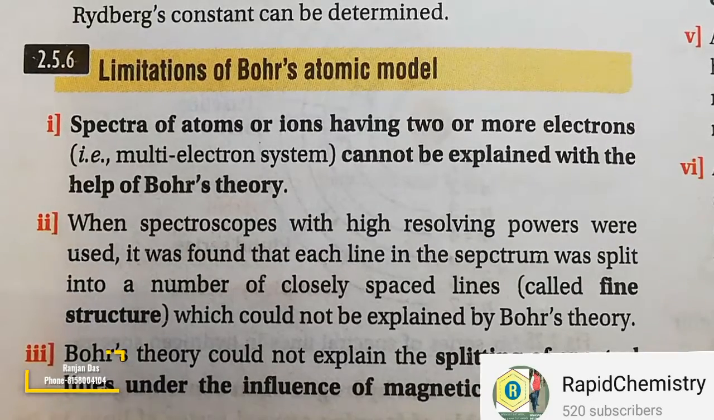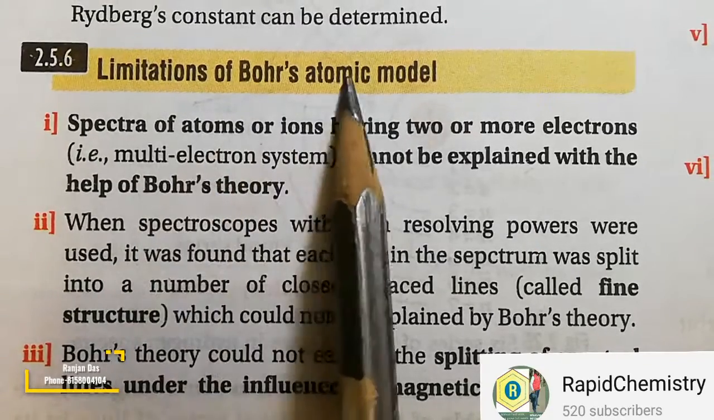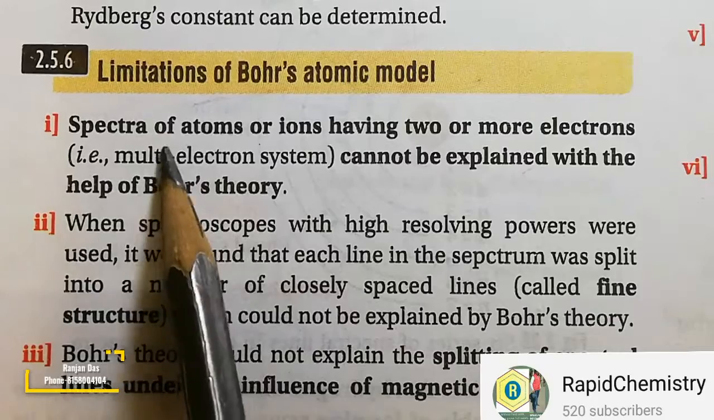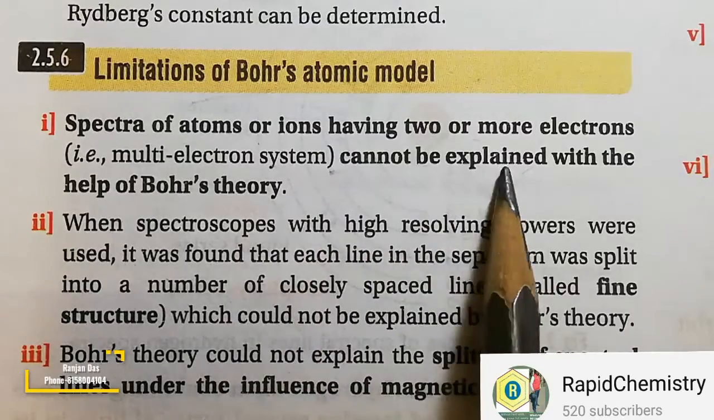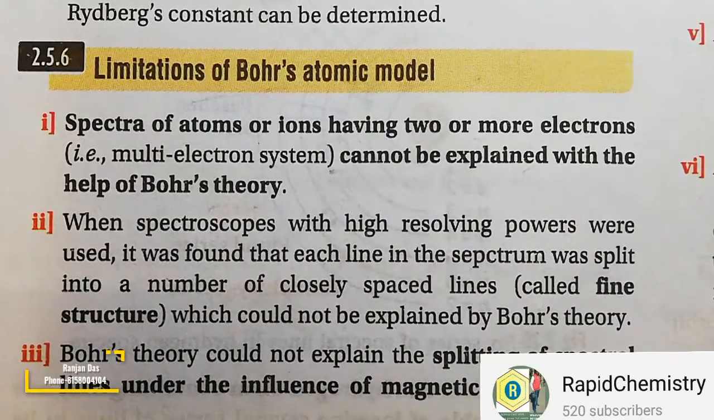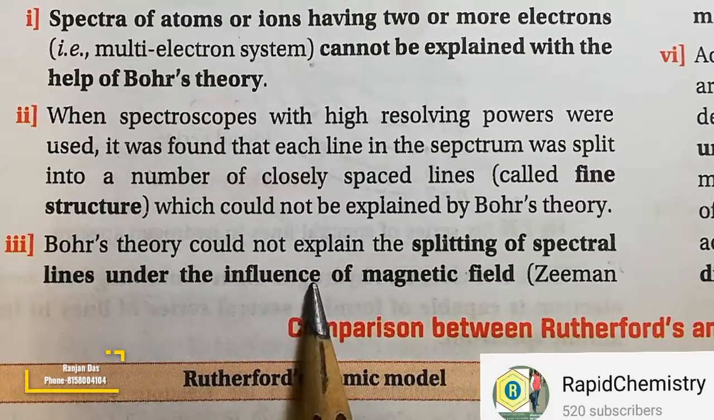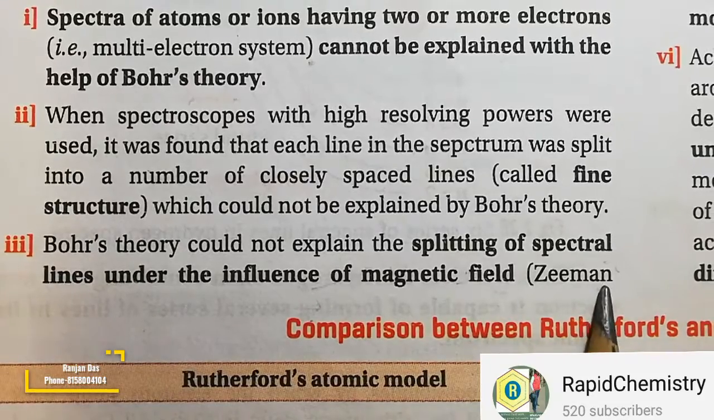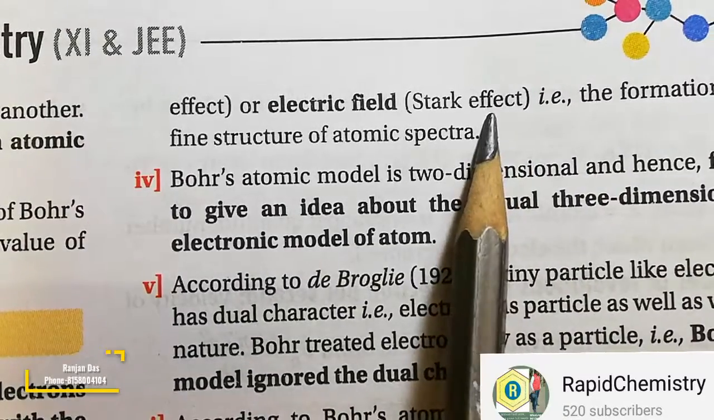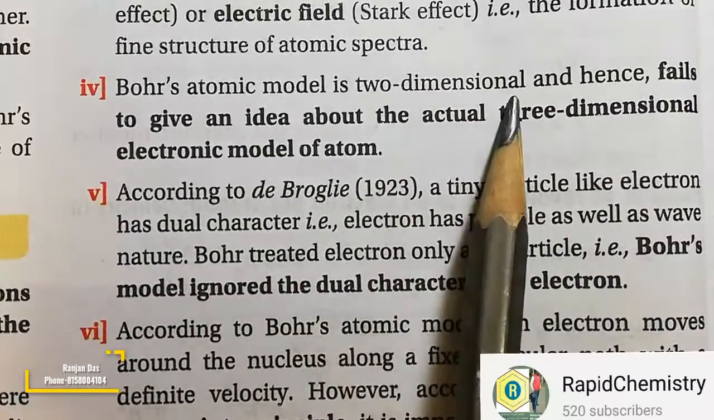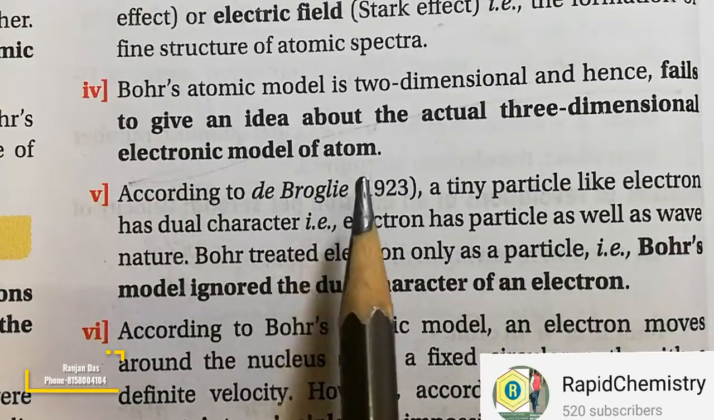In spite of so many positive aspects of Bohr's atomic theory, there are some limitations of the Bohr atomic model. The very first one: spectra of atoms or ions having two or more electrons, that is, multi-electron systems, cannot be explained with the help of Bohr's theory. Bohr's theory could not explain the splitting of spectral lines under the influence of a magnetic field, which is the Zeeman effect, or in the presence of an electric field, which is the Stark effect. Bohr's atomic model is two-dimensional and hence failed to give an idea about the actual three-dimensional electronic model of an atom.